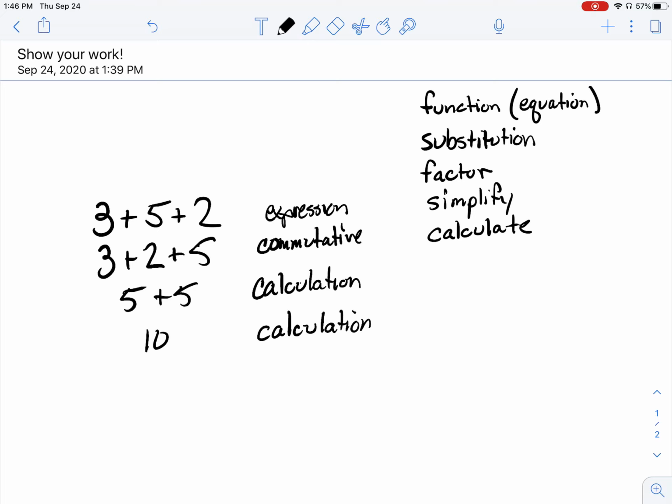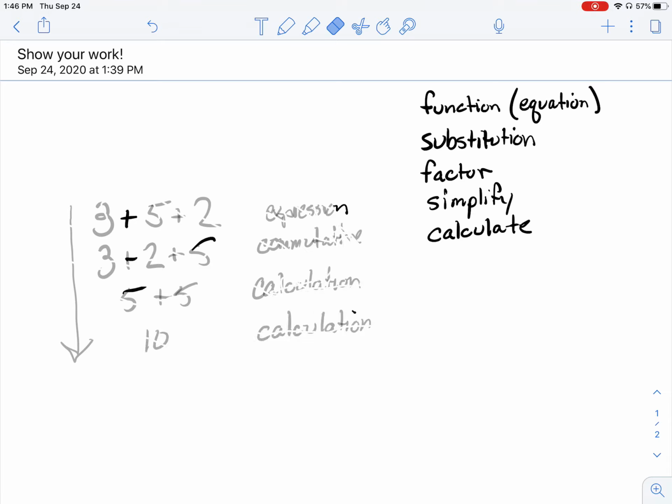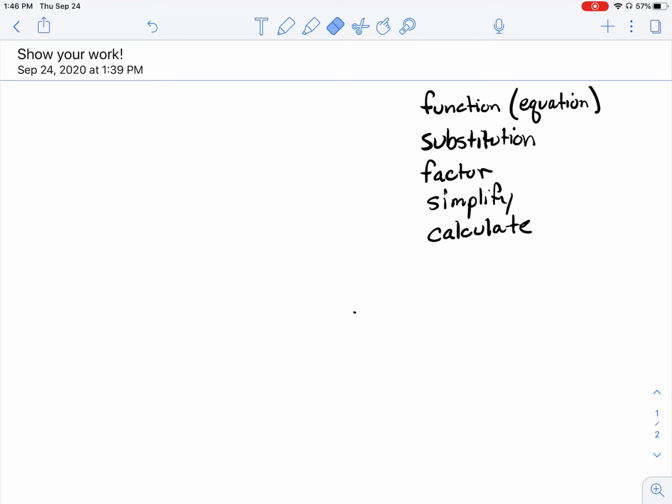And the value in doing this, and for this one, you're going, oh my goodness, that looks like way too much work for 3 plus 5 plus 2. And I agree, it is. But math problems don't really get any easier than that. In fact, they get harder. Not that the math is all that much harder, but there just becomes more steps, potentially a lot more steps. And by writing out every step, you're going to help make sure that you do it correctly.